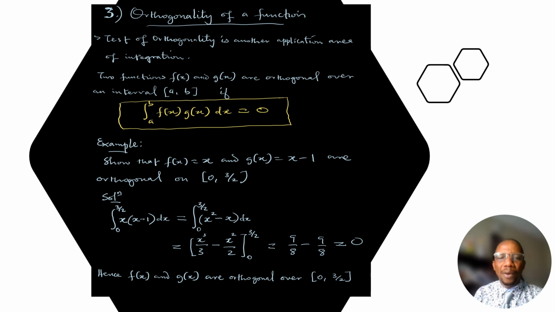Integrate that. It gives us x squared over 2 minus x. When you slot in the limits 0 and 3 over 2, it gives us 9 over 8 minus 9 over 8 equals 0. Hence, f of x and g of x are orthogonal over 0, 3 over 2. This is how to use the test of orthogonality to prove if two functions are orthogonal to each other. That's another important area of applying integration.